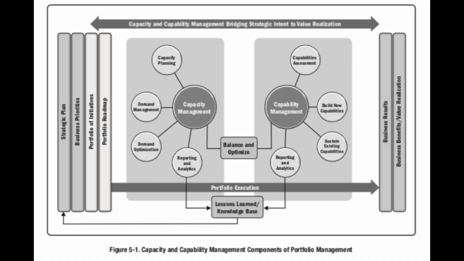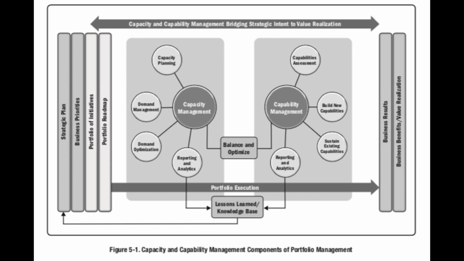In this episode, I will be talking about capacity and capability management and the trade-off we see between them in an organization. At the heart of capacity management are four key elements: capacity planning, demand management, demand optimization, and reporting and analytics. Let's dive into each of these and look at how they work together to help organizations make better decisions when managing their portfolios.